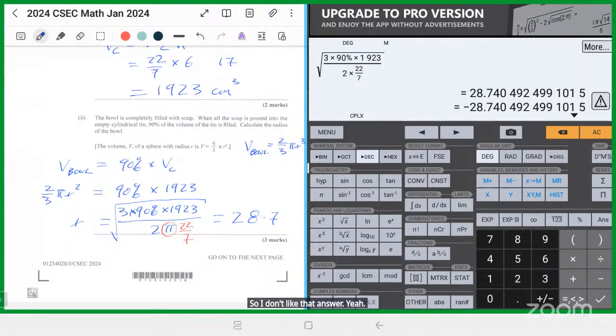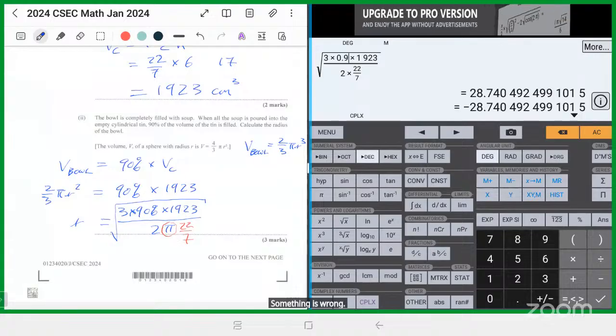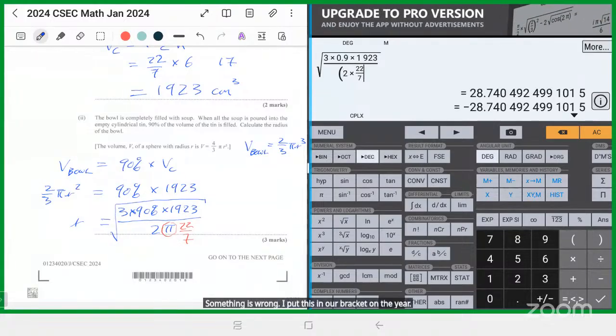Sir, wouldn't you find the 90% first? No, it's supposed to work out the same. Let me put 0.9 instead of 90% here, and 90% is 0.9. Something is wrong. I'll put this in a bracket under here and see. Something is wrong. It's supposed to work just the same.